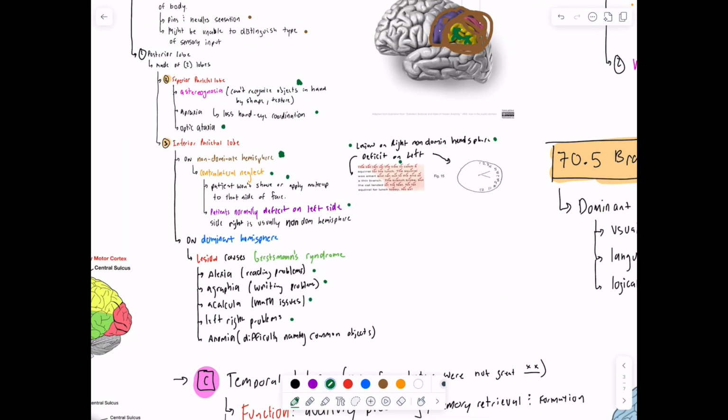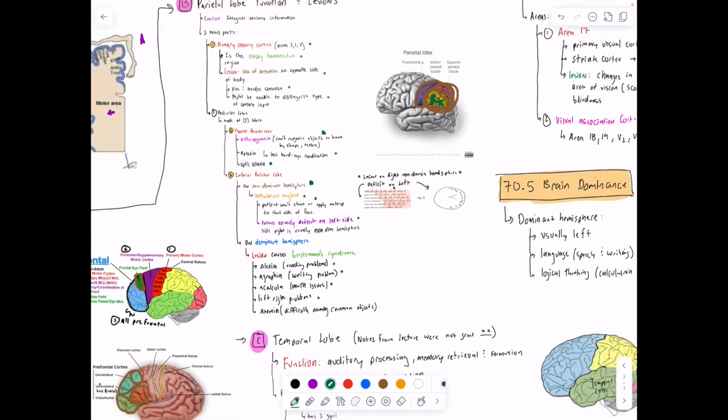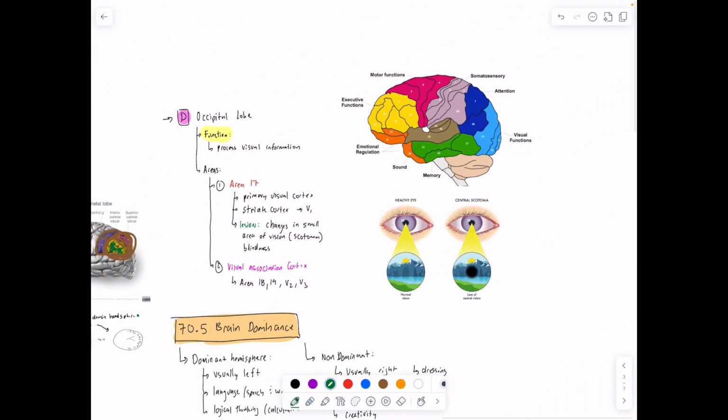But inferior parietal lobe, if the lesion's on the non-dominant side, then you have contralateral neglect. If it's on the dominant side, then you're going to have Gerstmann syndrome, or you have difficulty reading, writing, doing math, naming common objects. All right, so that was parietal lobe.